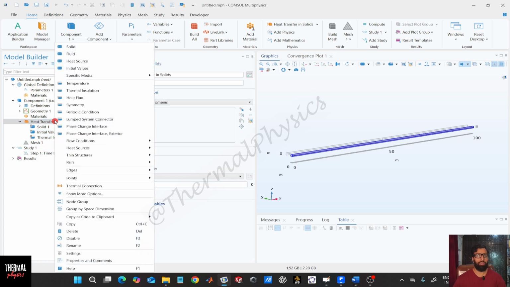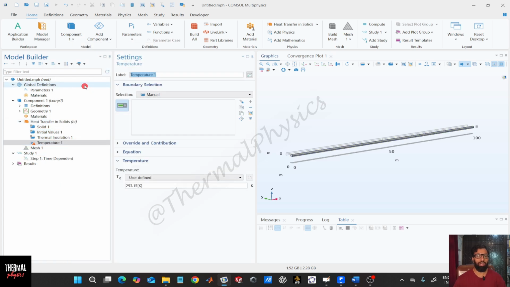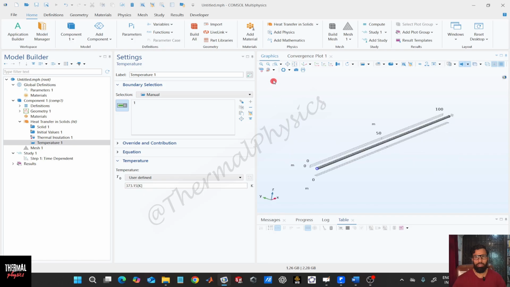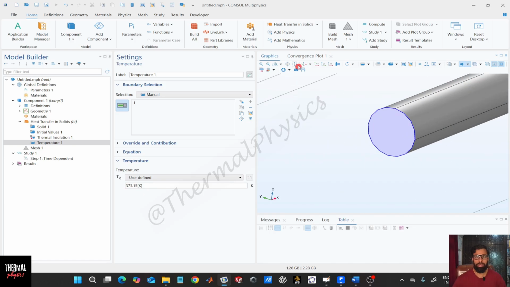Now we have to apply the 100 degrees Celsius temperature. So right click, temperature, 100 degrees Celsius, which means 373 Kelvin, and we have to apply it at this end. If we see, this end is blue, so we can check that it is selected.